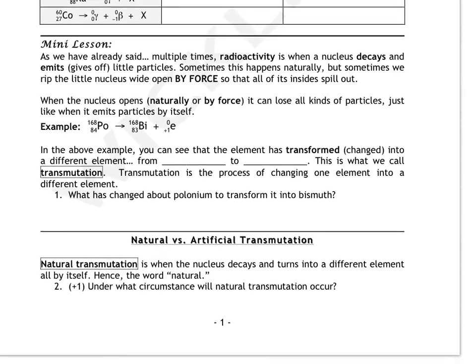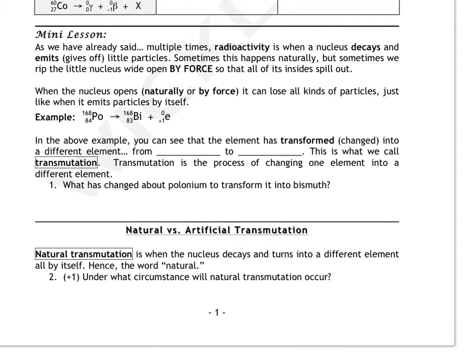Okay, so mini lesson. As we've already said, radioactivity is when a nucleus breaks down into smaller parts. There are some vocab words like decay and emit that you can use that are really helpful here. Decay means to fall apart, and emit means to give off. So basically, the nucleus itself is made of particles, and forces inside the nucleus make it split open and spit out all of its particles. Now, this can be a natural process, but there are times when it's not a natural process. It's artificial. And when it's artificial, it's happening by force.